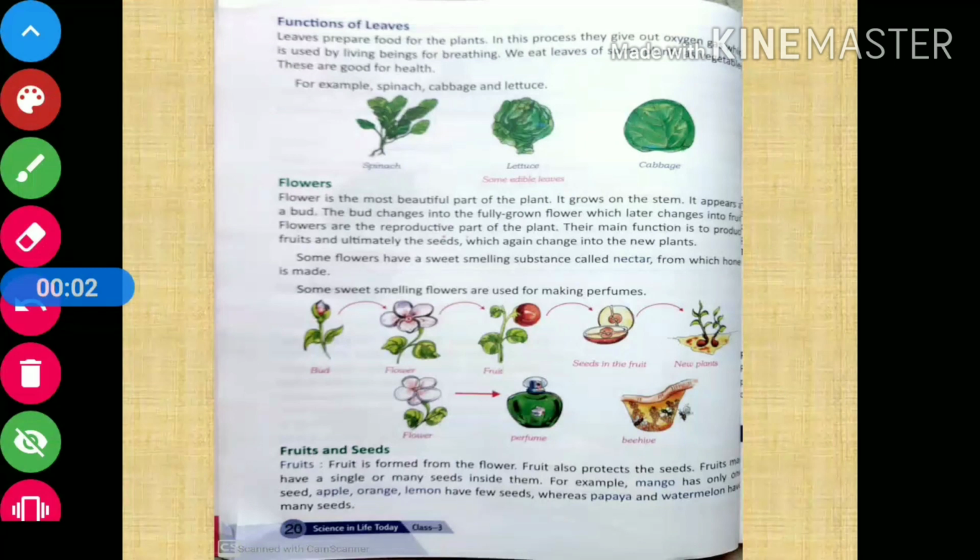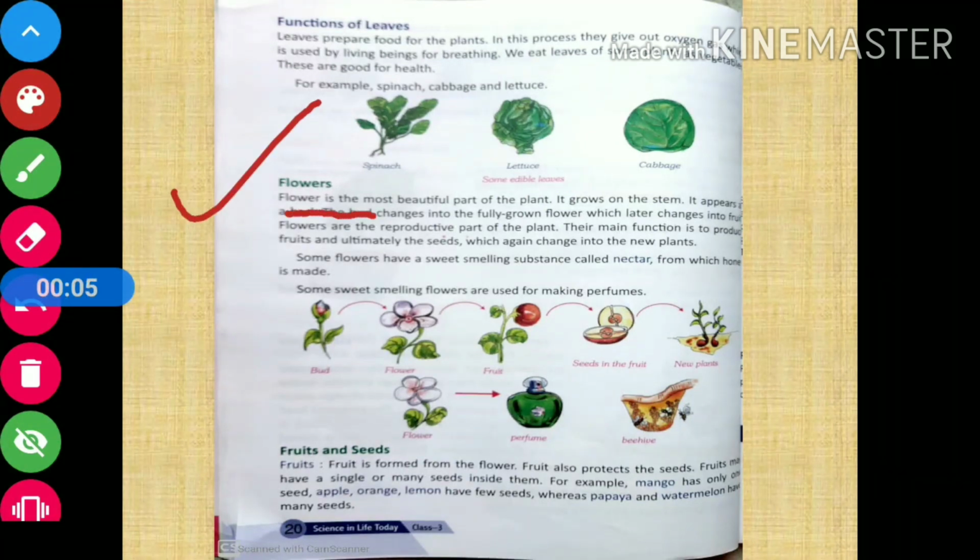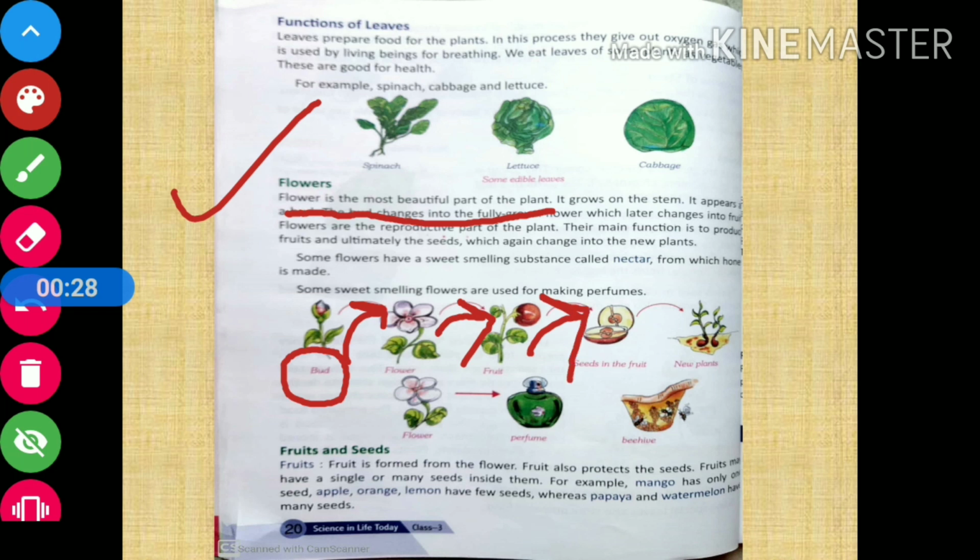Now let us discuss flowers. Flower is the most beautiful part of a plant. Initially it appears as a bud, as you can see in your textbooks, and then it turns into a flower. This flower produces fruits, which have seeds inside that turn into a new plant. So what is the main function of a flower? The main function of a flower is to produce fruit and ultimately the seeds, which again change into a new plant.